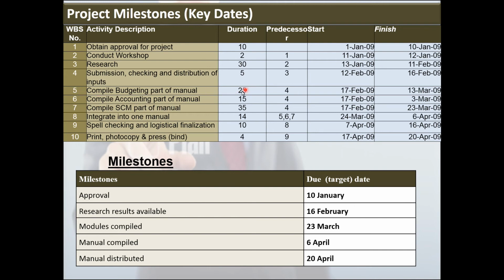5's duration is 25 days, 6's duration is 15 days, and 7's is 35 days. The longest of these three, the one that will determine the critical path, is 7, 35 days. So that also will determine this milestone when the modules must be compiled, the 23rd of March. Then you compile the manual, which must be finished by the 6th of April, and the whole project must be finished by the 20th of April.